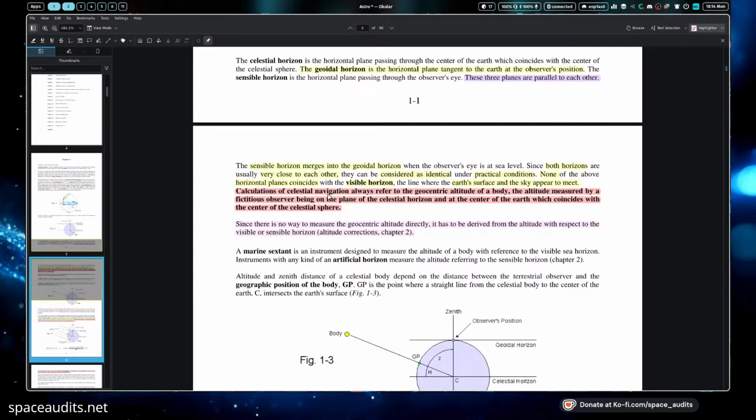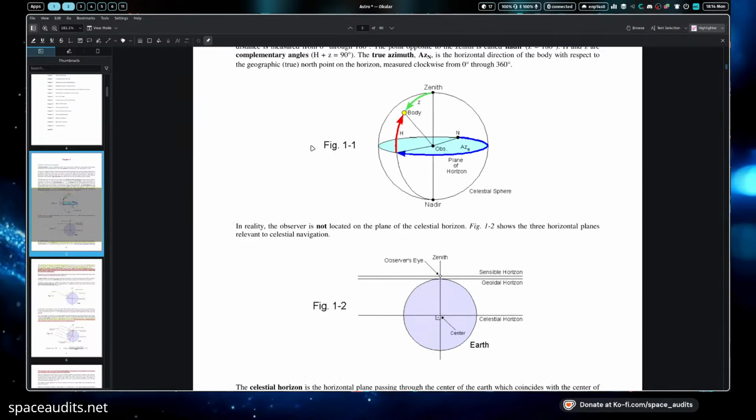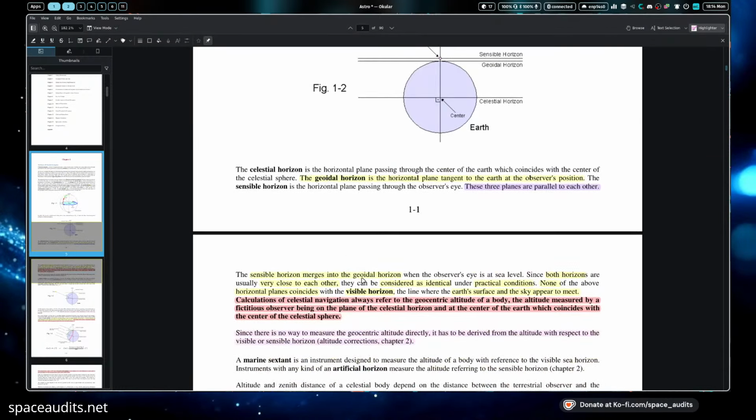Calculations of celestial navigation always refer to the geocentric altitude of the body, an altitude measured by a fictitious observer being in a plane of the celestial horizon and at the center of Earth, which coincides with the center of the celestial sphere. So this is the merger of the two. The geocentric transformation is what ties the sphere of infinite radius to the terrestrial sphere, which is said to be the cause of why the stars change angular position in the sky.